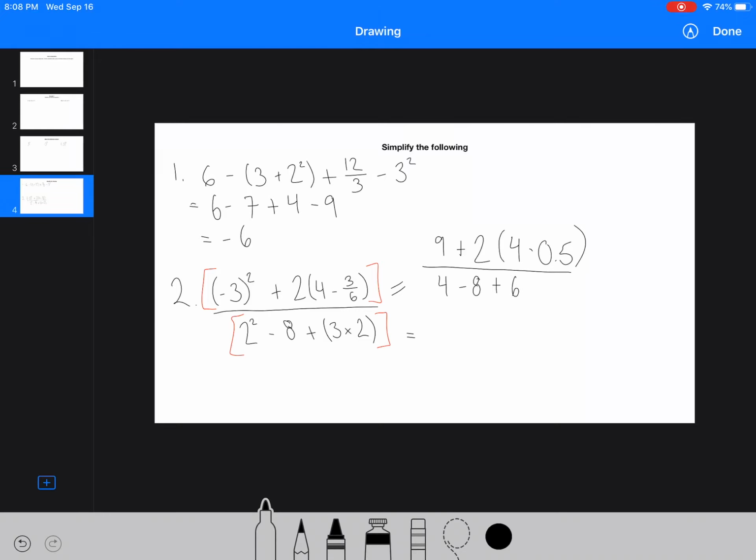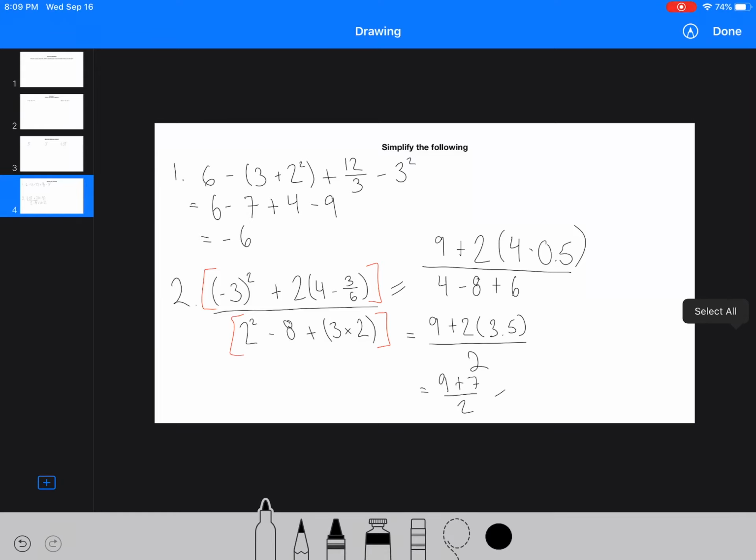So working down the page still, we've got 9 plus 2 bracket 3.5, all divided by 4 minus 8, which is going to give us negative 4, plus 6 is going to give us positive 2. Then we'll keep going. 9 plus 2 times 3.5, because a number right beside a bracket is just another way of multiplying. So this is 3.5 times 2, which is 7, all divided by 2.